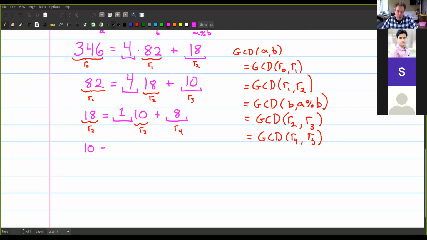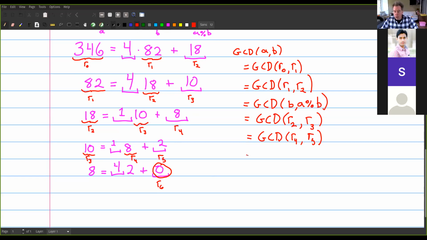So 10 is equal to blank times 8 plus a certain remainder. So this is 1 and this is 2, right? And now we clunk one more time. 8 is equal to blank times 2 plus 0. This is 4. All right, so let me go back and assign names to the things that we just wrote down. This one is still R3, this one is still R4, and this one is R5. And let's just call 0, 0. Okay, 0 is kind of R6, I guess.